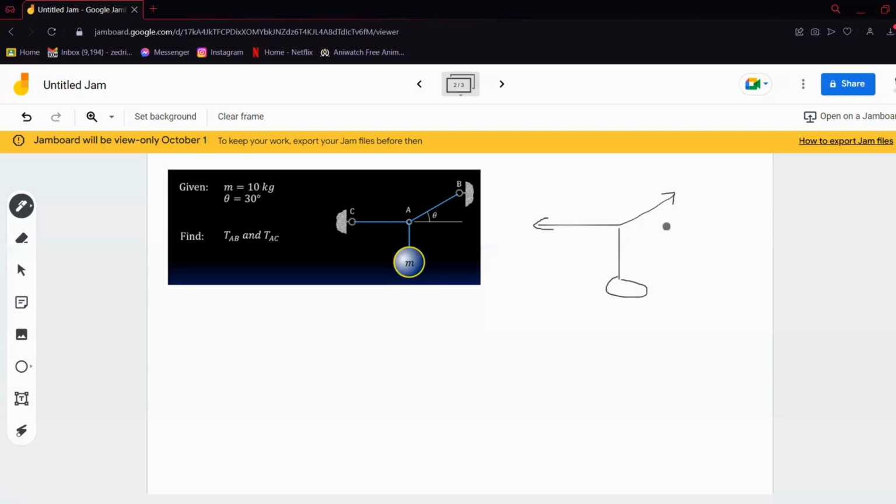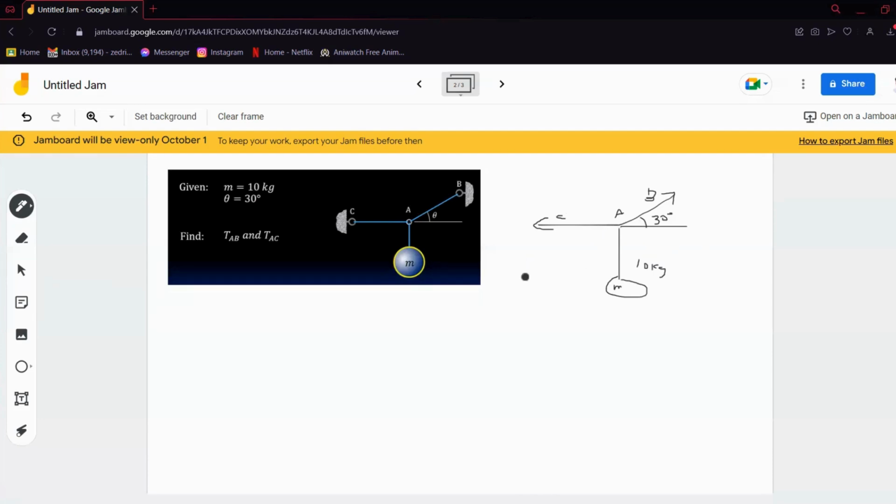Your mass is going to be the angle. We have a given of 30 degrees of angle. This is point A, point C, point B. And our mass right here is 10 kilograms. But we cannot use this unit, this number, in our solving.